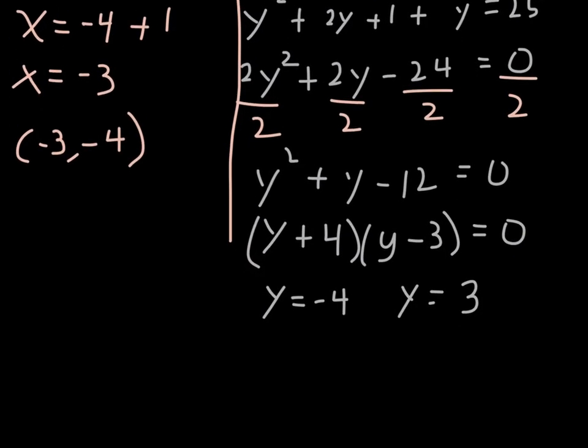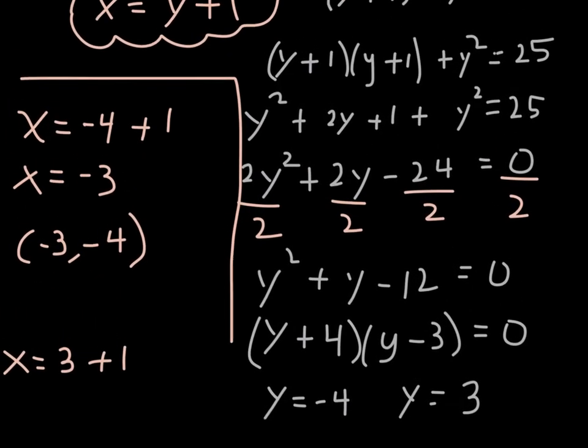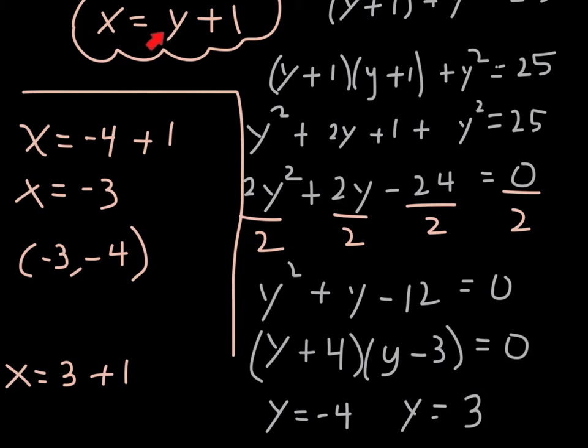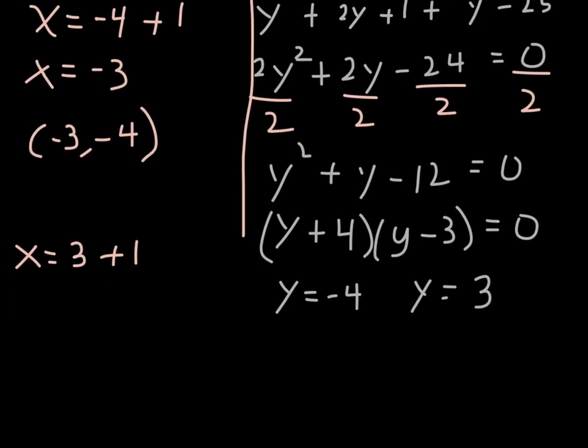Now, I have to plug in the other y value as well. So let's do that. x is equal to 3 plus 1. Remember, I keep scrolling up and down, sorry. But now I'm plugging in the number 3 for y, which gives me x is equal to 4. So this ordered pair is 4, 3. All right? So you have 2 points of intersection.